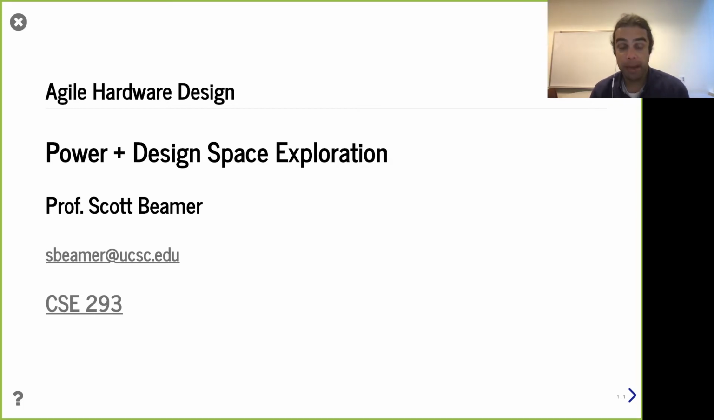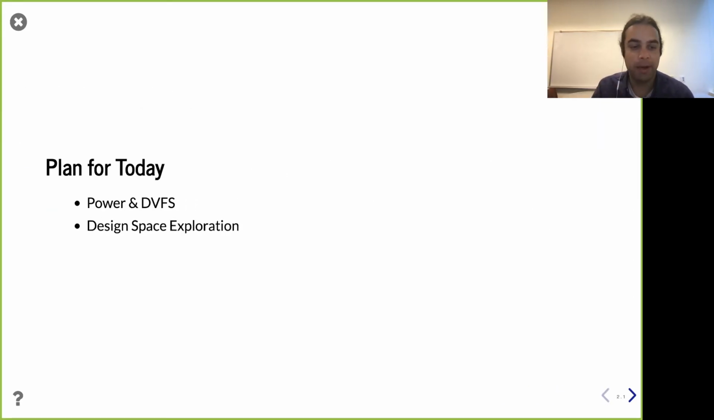We're talking about power, which is a really important design constraint in the modern era. We're going to talk a little bit about the background of how power is expended and how we can impact that as a designer. We're also talking about something called design space exploration, where we've been talking all along about how we want to build these generators and have those parameters and knobs. The question is, how do we tune those knobs appropriately? So let's get to it. As I said, we're talking about power and design space exploration, or DSE for short.